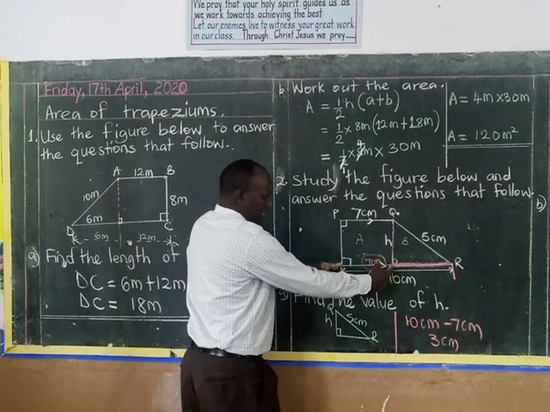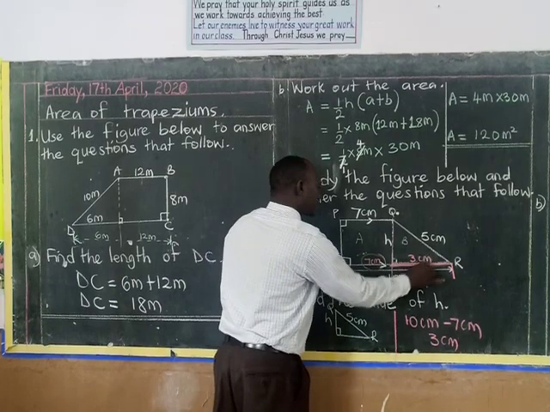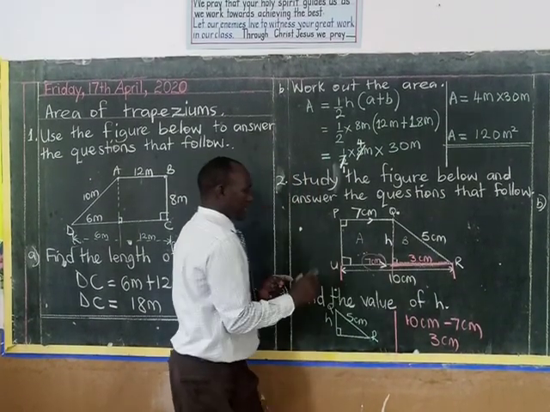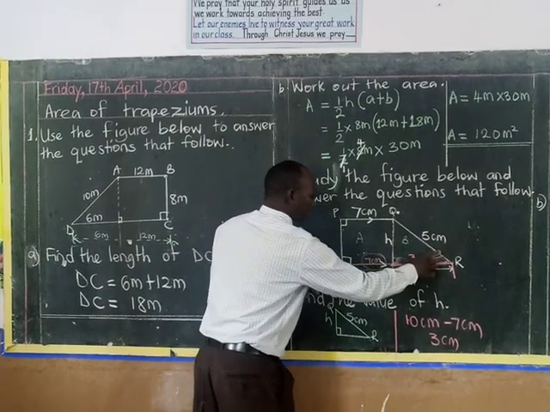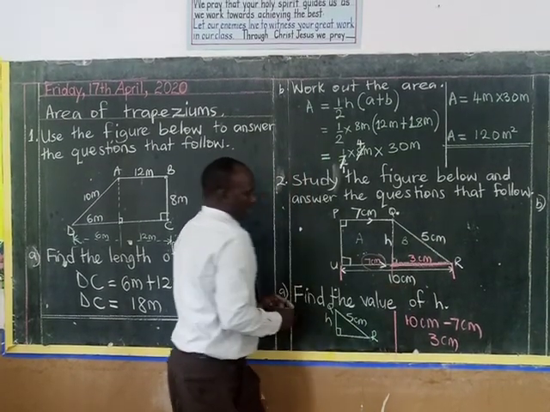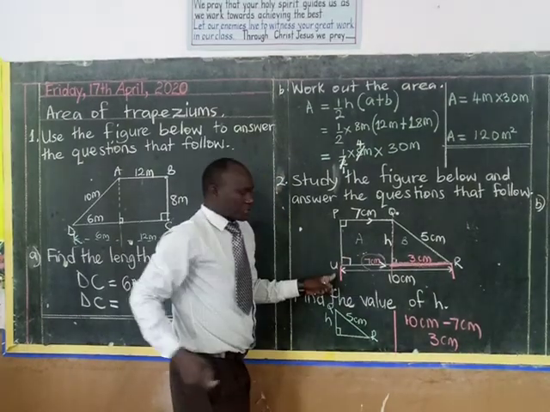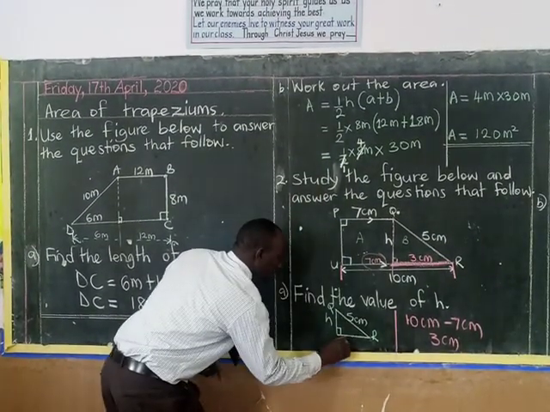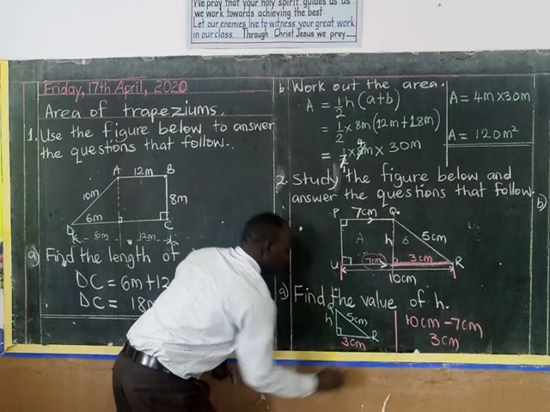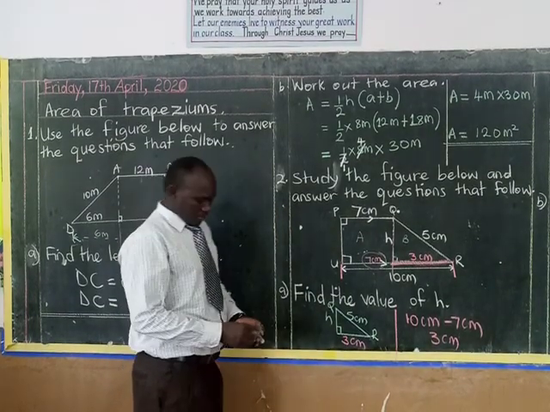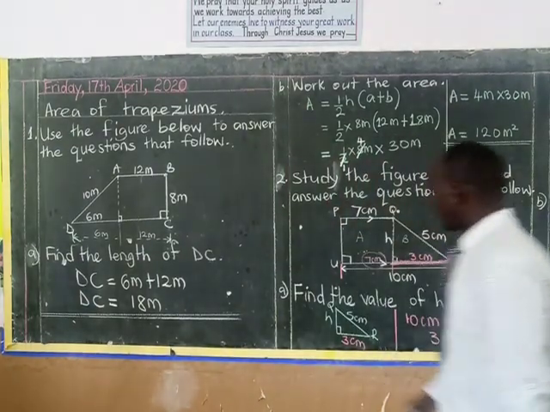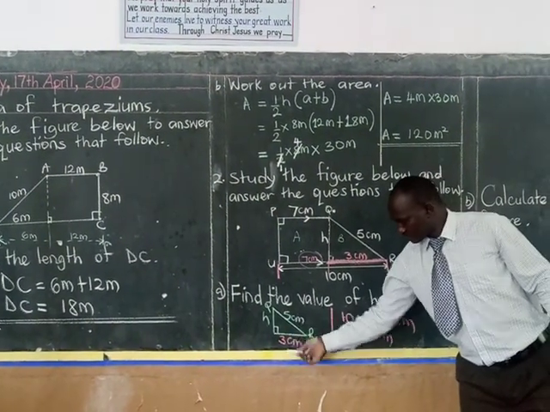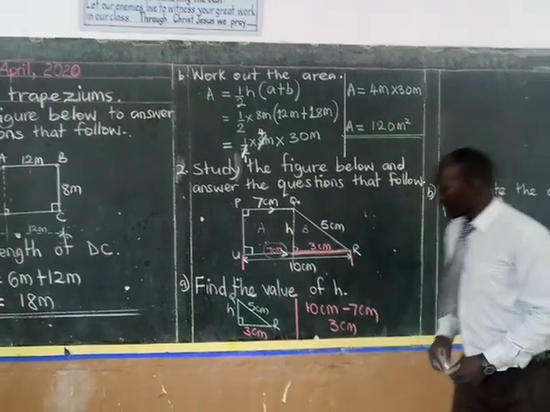So if this is 7, this is 3 centimeters, that means the whole total here is giving us 10. So it is 7 plus 3 to give us 10. We have now divided 10 into 2. One part is 7, another part is 3. And the 3 is supposed to come here. There we are. Now we can get the value of H.